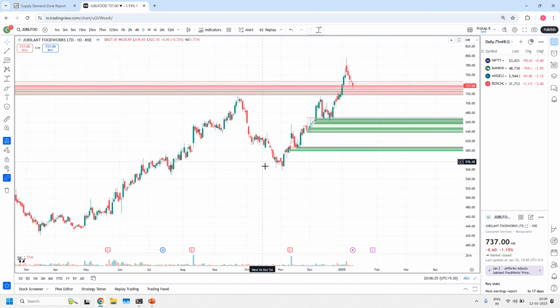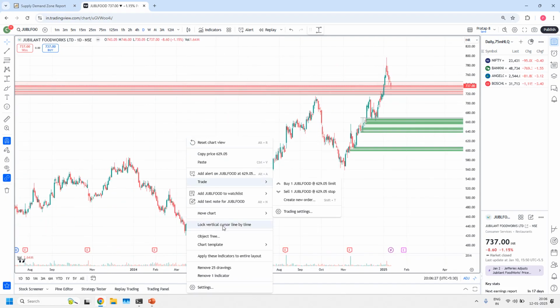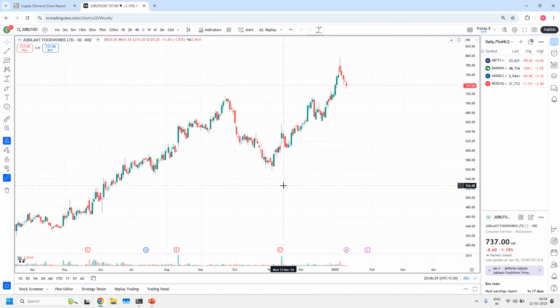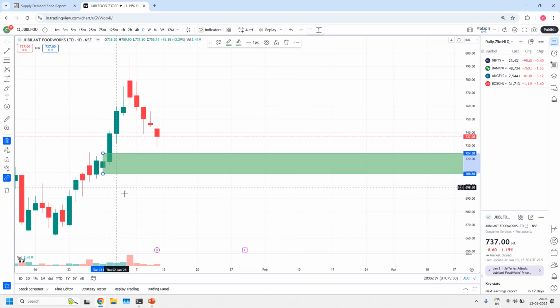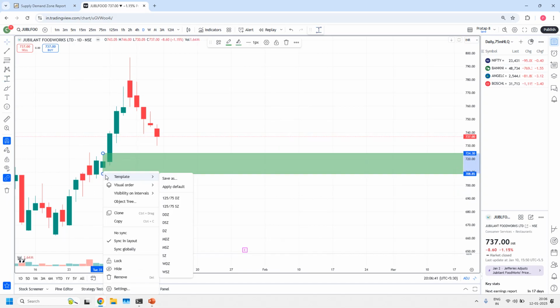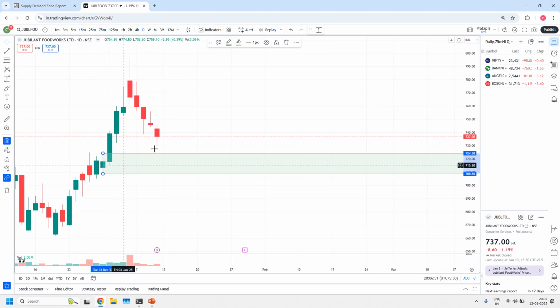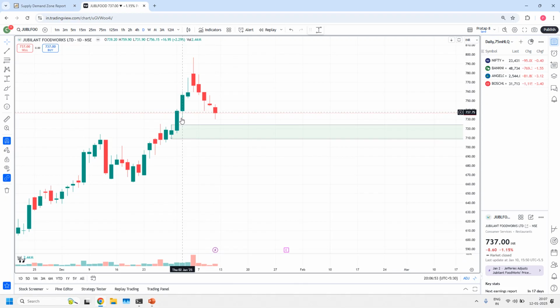This is 28. First let me clear all these old zones. This is 30 December. Rally, base, rally. Let me draw the zone. So this is a weekly color I am giving, light color, rally, base, rally.